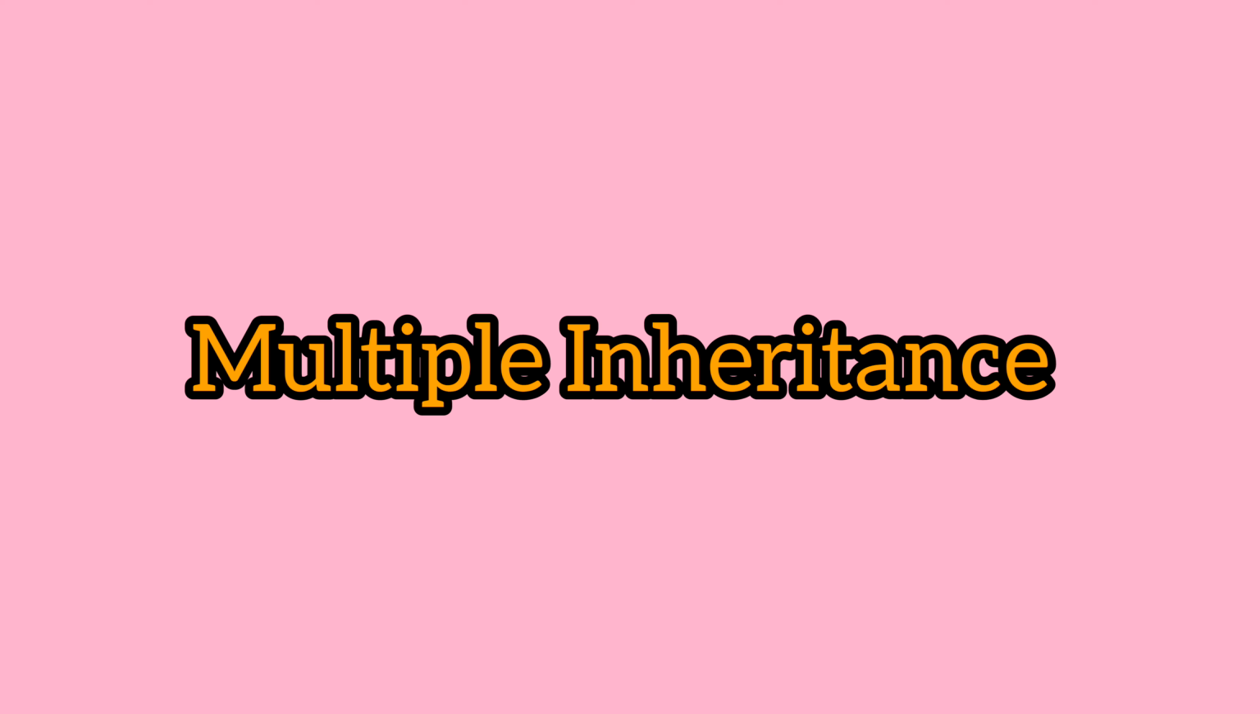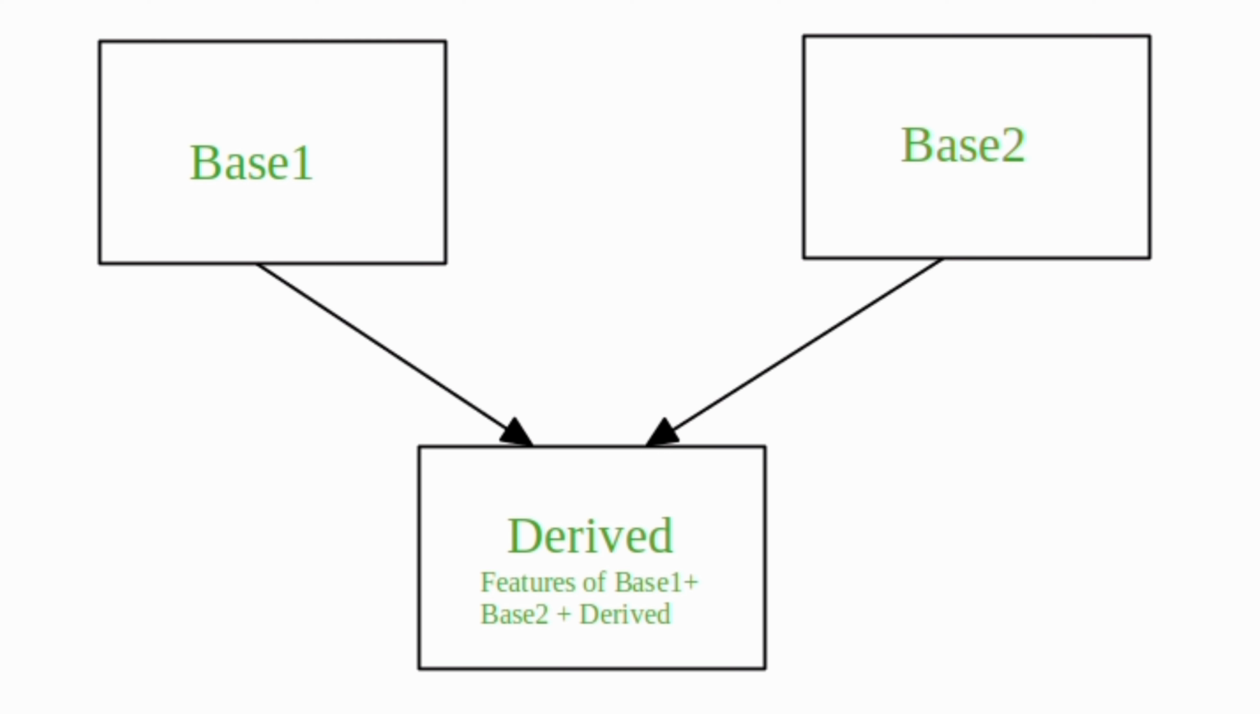Now let's see multiple inheritance. Python also supports multiple inheritance, where a class can inherit from more than one parent class. In the previous example, we saw inheritance from a single class. Now we will see how we can inherit from more than one class.